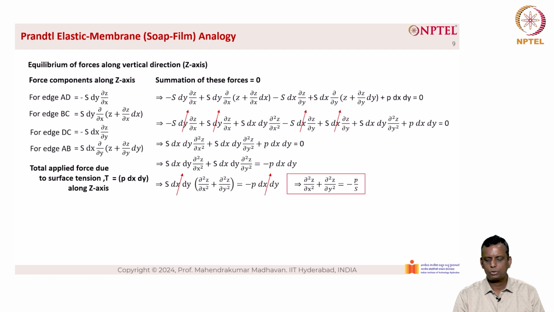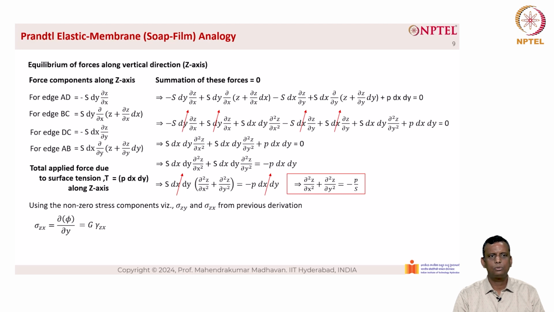We get ∂²z/∂x² + ∂²z/∂y² = -P/S. So using the non-zero stress components, basically σzy and σzx from the previous derivation that we saw in the last class, we know that σzx = ∂φ/∂y = G γzx, which implies that γzx = (1/G) ∂φ/∂y.